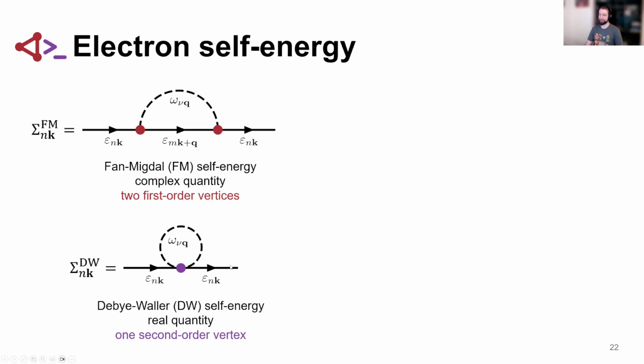And this same exact process happens here at second order with the Debye-Waller self-energy, which is now a purely real quantity. And this interaction point here is a second order vertex, meaning that the interaction here is of second order. So in principle, it's equivalent to a second derivative in the atomic energies.